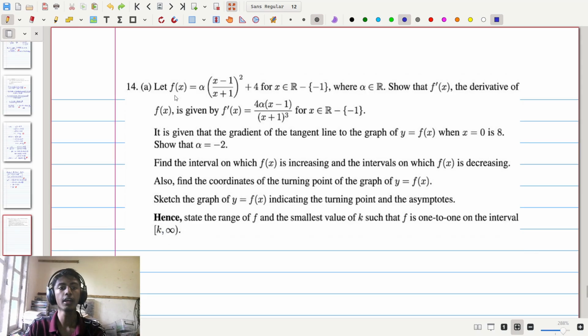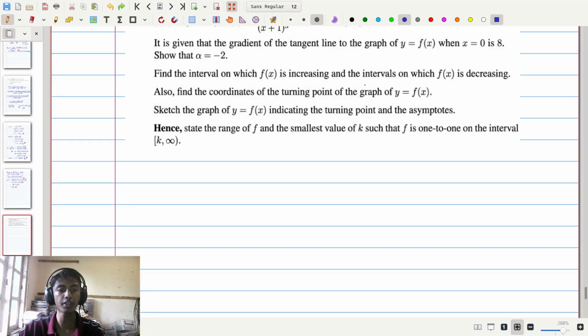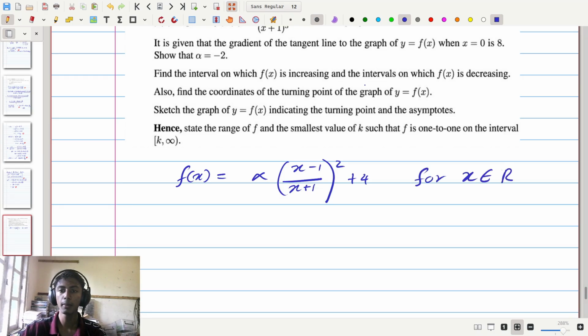Now to start off with this question, let's write down the function f(x) and try to find the derivative f prime x. So let's say f(x) equals alpha times ((x minus 1) divided by (x plus 1)) whole thing squared, plus 4, for x an element of the real numbers minus the single value of negative 1. The reason we have this value removed is because if x is equal to negative 1, then on the denominator we'll get negative 1 plus 1, which is 0, so we'd have a divide by 0. To avoid that, we remove the value of negative 1 from our domain of x.